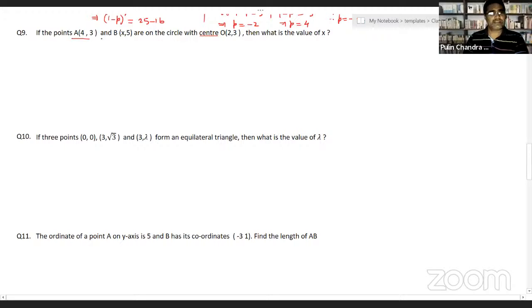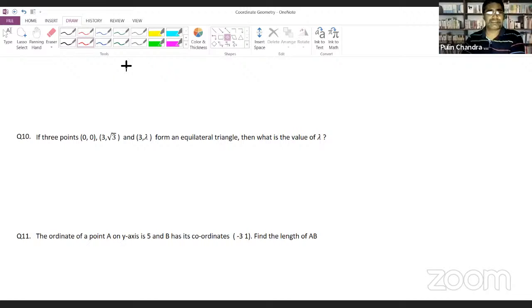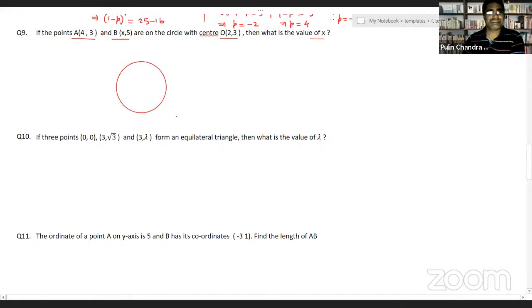If the points A 4,3 and B x, 5 are on the circle with center dash, find a value of x. देखो फिर एक क्वेश्चन ऐसा आया जिसमें आप अगर एक फिगर बना लोगे तो कोई टेंशन ही नहीं है. Let us just draw the figure and we have to see exactly, right? They have given you the center. The center say this is O and center coordinate is 2,3 and there are 2 points on the circle.